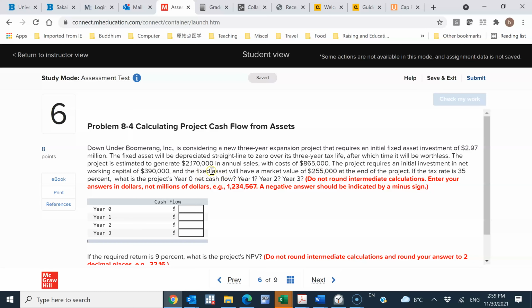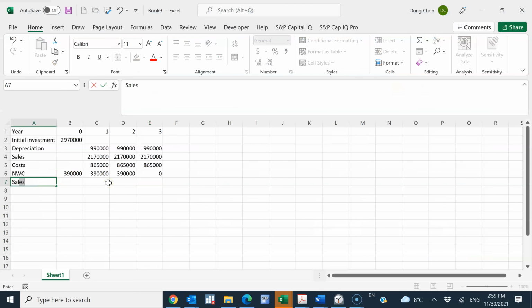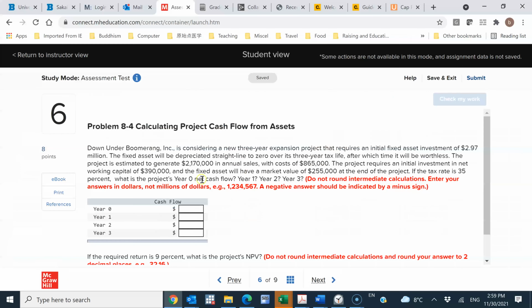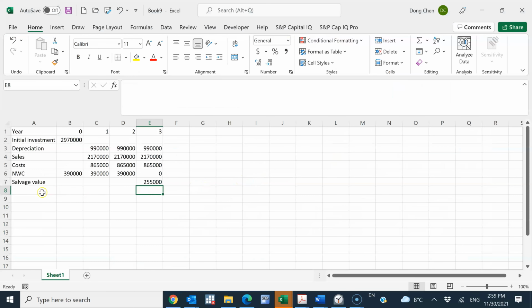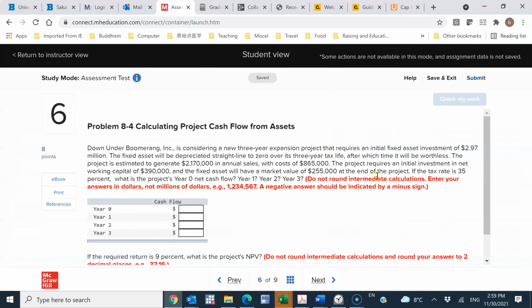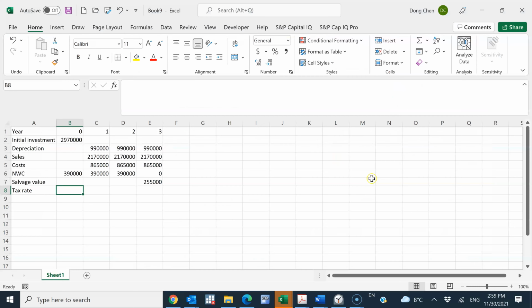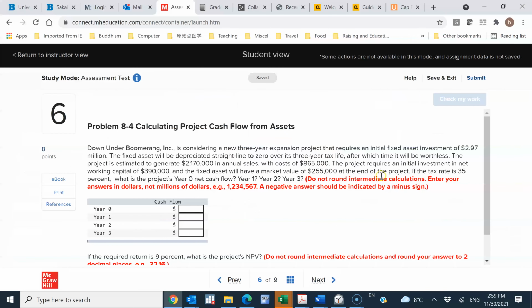And the fixed asset will have a market value of $255,000 at the end of the project. So basically, this is telling us the so-called salvage value. This is the before-tax salvage value by the end of the project, $255,000. But we will need to calculate the after-tax salvage value, and the tax rate is 35%. So I think I'm basically done with putting the information from the setup into my worksheet.